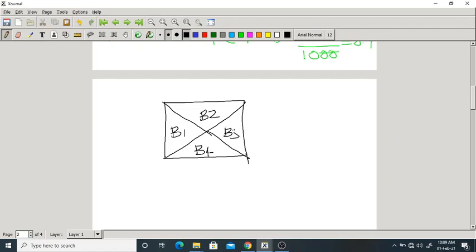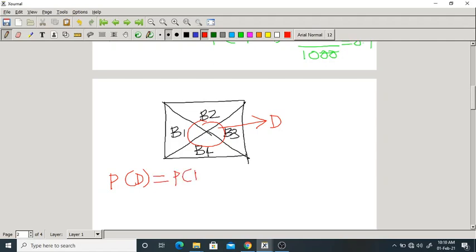So B1, B2, B3, B4 form a partition of the sample space. Now what do we want to find out? We want to find the event that the component is defective. This is the event D. So how do we find the probability of event D?